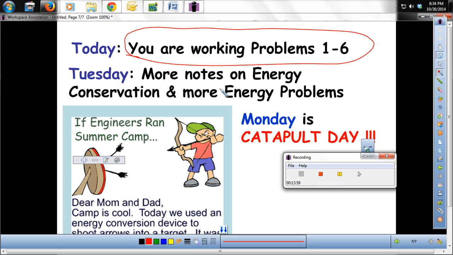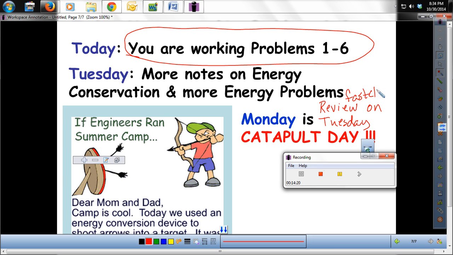Tuesday we'll work on energy some more. Monday there will be a catapult launching. And I believe we're going to do a review kind of fast check on Tuesday. That'll be a daily grade. And I'll talk to you more about that on Monday, so don't flip out. It'll be all right. See you Monday, guys.